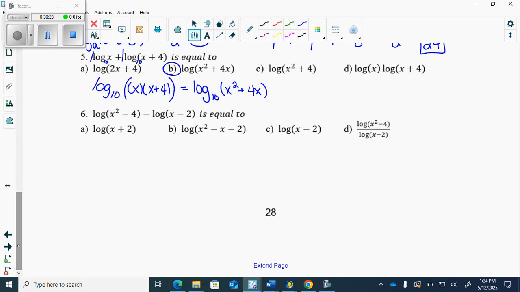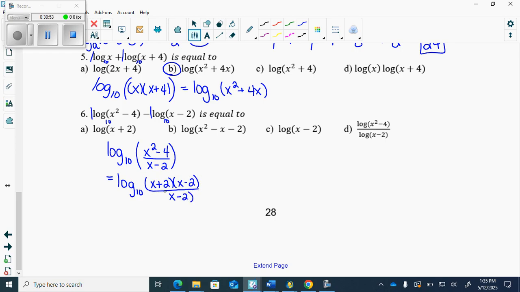These are base 10 logs as well. But they're plus 1s and minus 1s, so I get log base 10, plus 1 in front, so x squared minus 4 goes in the numerator. Minus 1 in front, so x minus 2 goes in the denominator. And so I get log base 10 of x plus 2, x minus 2, over x minus 2. These cancel, and I'm left with log base 10, which you don't have to write, of x plus 2. That's your homework. Write it down.